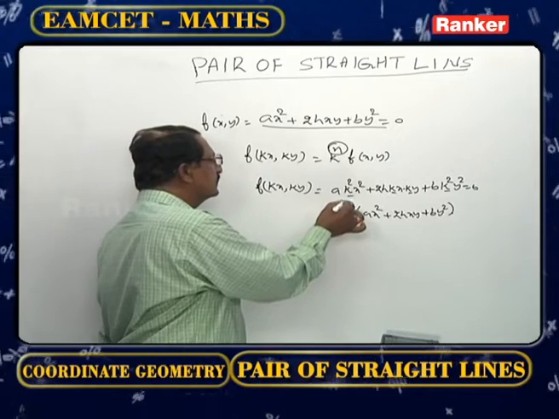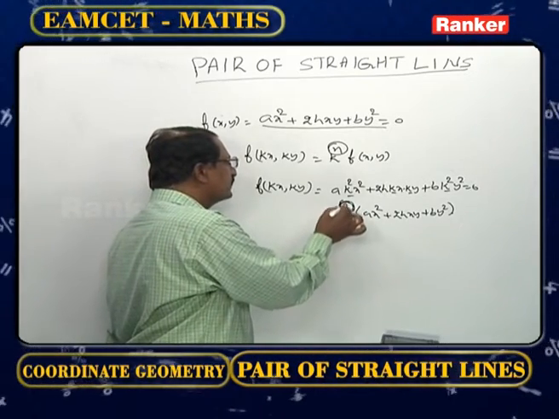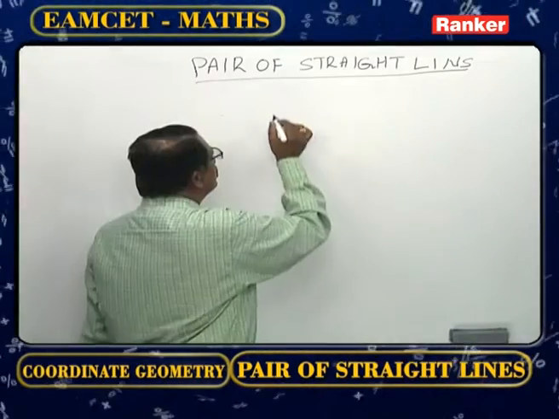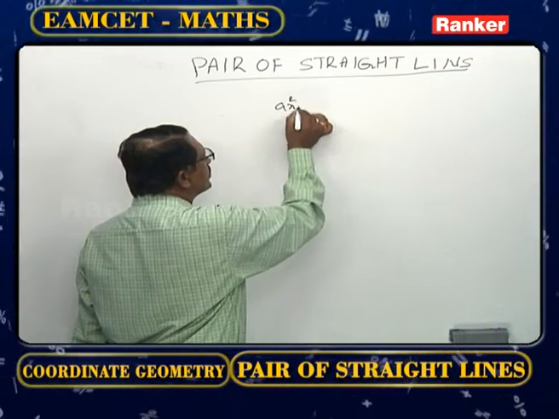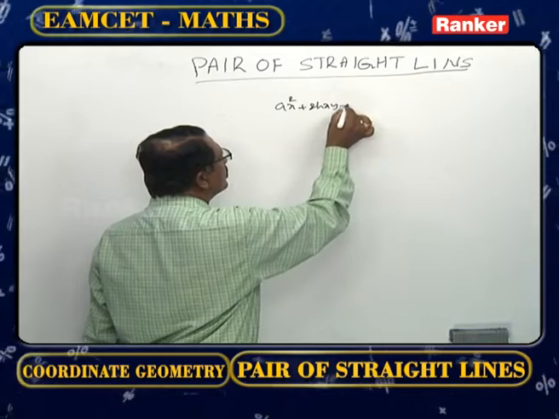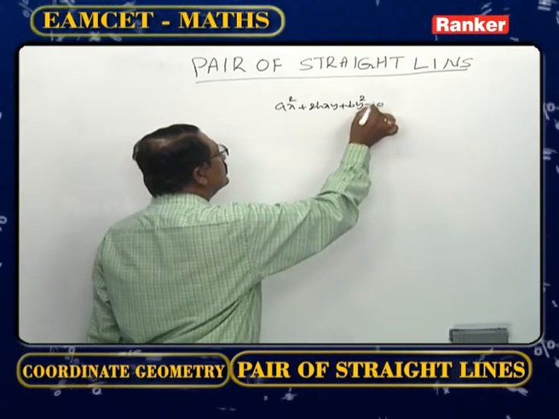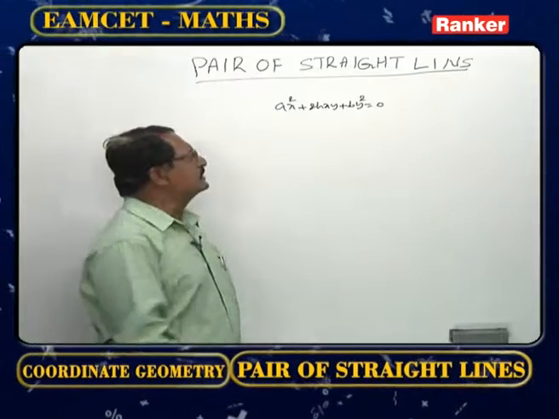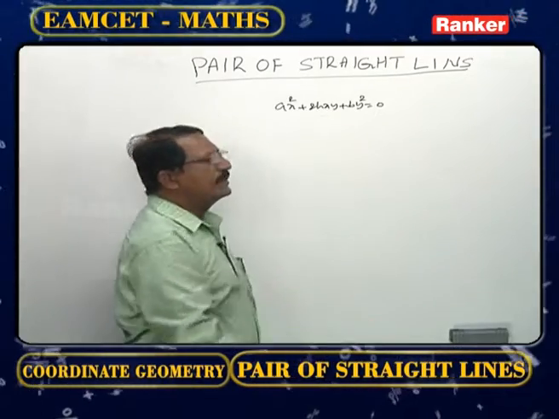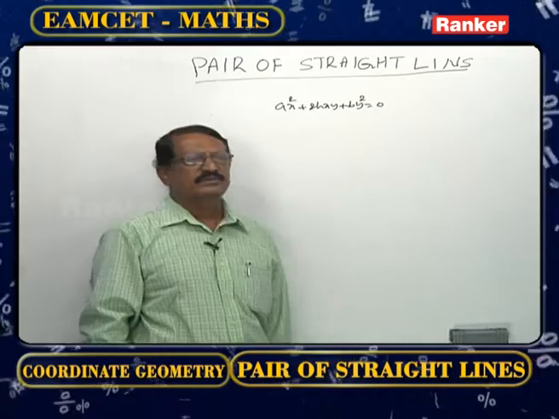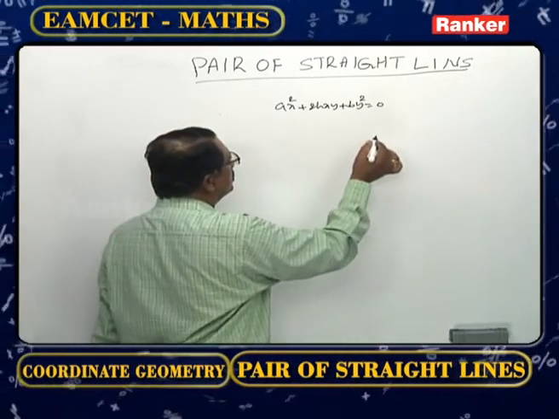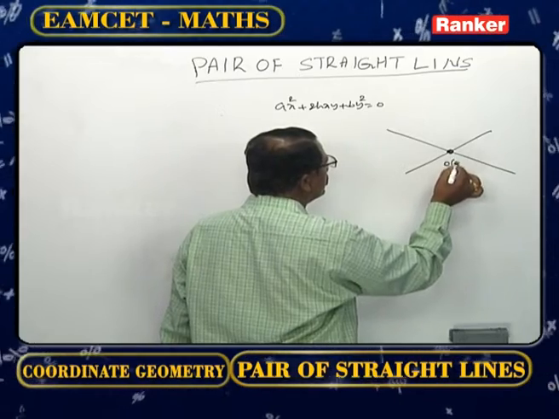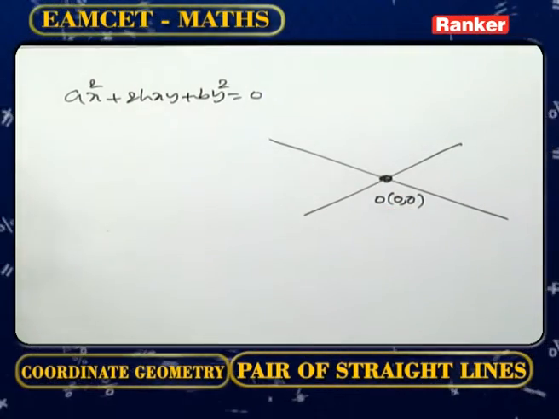Similarly, if the exponent of k is n, then it is an nth degree homogeneous function. The pair of lines ax square plus 2hxy plus by square equals 0 represents a pair of straight lines passing through the origin, or the point of intersection of these lines is the origin.